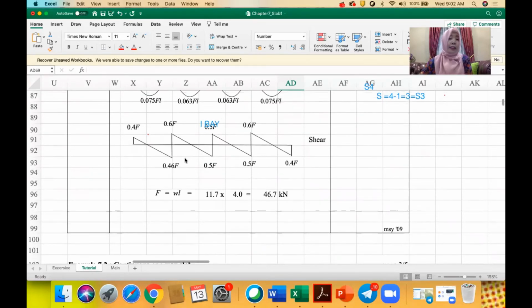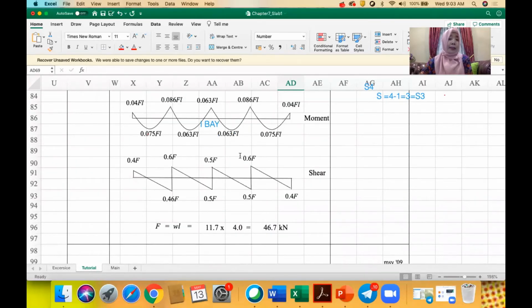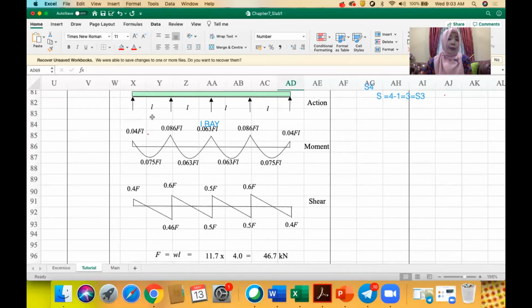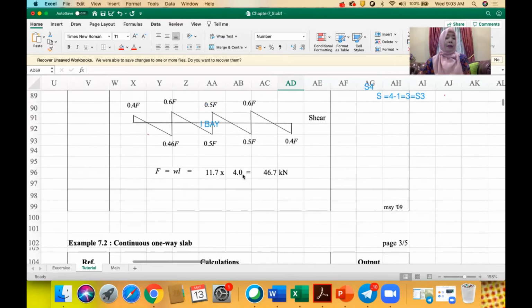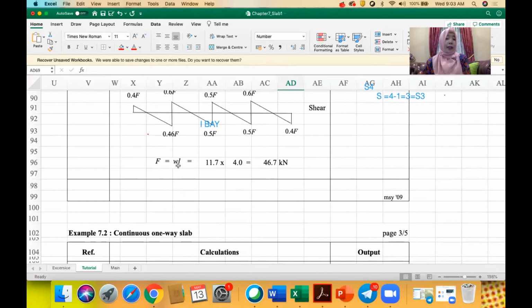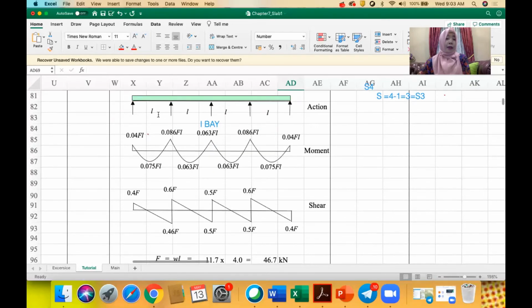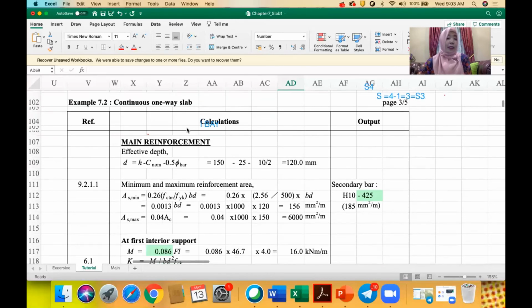Remember, L is not the cumulative L, but L for the single span. This is the thing that you need to remember. Students always confuse the L. L must be for the single span, not the whole span. Remember that if you have different L, I would recommend you choose the longest one.